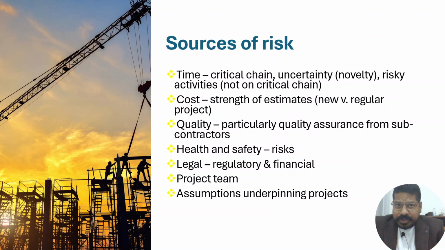Majorly, critically, three kind of risk are scope, time, cost, which is also known as iron triangle, which is also known as triple constraints, which is also known as golden triangle. Sometimes they call it TCQ, time, cost, quality, whereas quality is nothing but scope, because all the quality standards are already defined in scope. So, sources of risk: time, critical chain, uncertainty, risky activities; cost, strength of estimates, new versus regular project; quality, particularly quality assurance, health and safety risk, legal, etc. So quite self-explanatory. I'll go through.